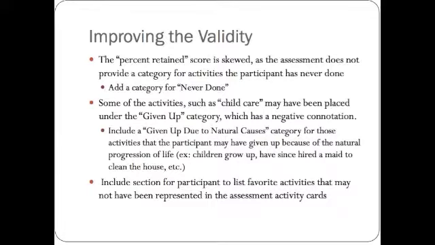The assessment's validity can also be improved. The percent retained score is inaccurate as the assessment does not account for activities that the individual may have never participated in. Instead, he or she is forced to place these activities under a different category, such as given up. The assessment should also add a category for activities that were never done. Additionally, certain activities are given up due to the natural progression of life, such as childcare. There should be an additional category for these activities. Lastly, the participant should be given the opportunity to list preferred activities that may not have been included in the activity cards.